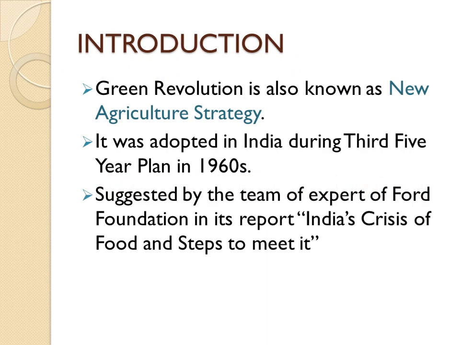Green Revolution is also known as New Agriculture Strategy. This was adopted in our third five-year plan in the 1960s. It was adopted on the suggestion of the experts of the Ford Foundation because India was suffering from a food crisis. With a growing population, everyone was not getting sufficient food. So at that time, it was the urgent need of the society to meet the food requirement of the country.